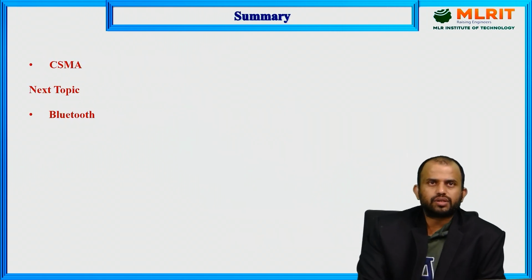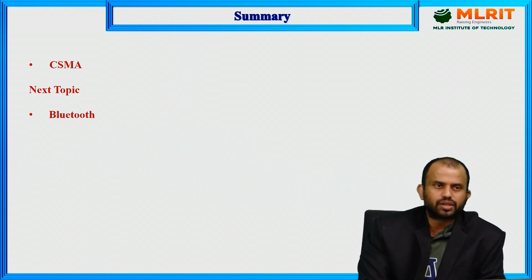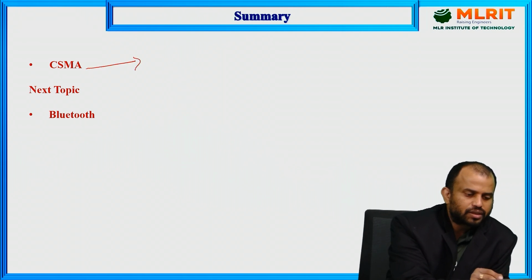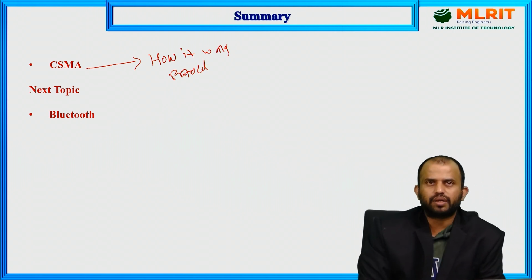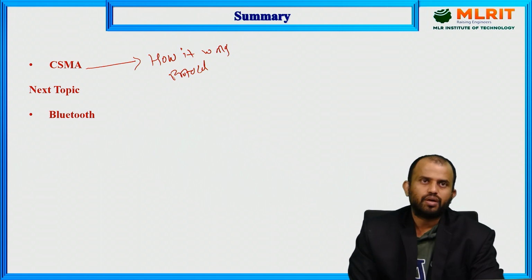I conclude this session. In this session, we discussed the carrier sense multiple access mechanism: how it works and what kind of protocols we use to implement this mechanism. And in the next session, we are going to discuss the Bluetooth process.